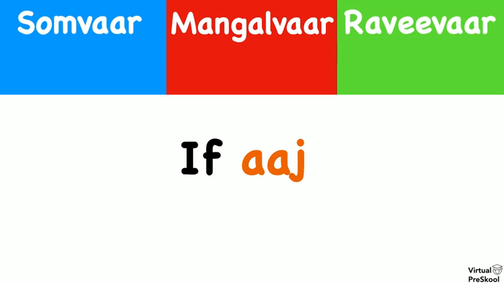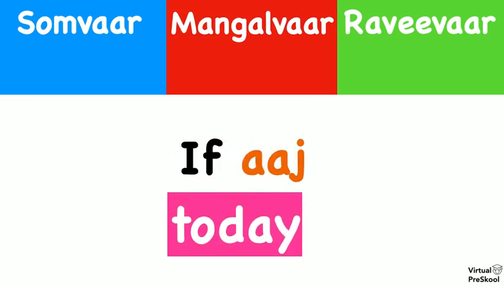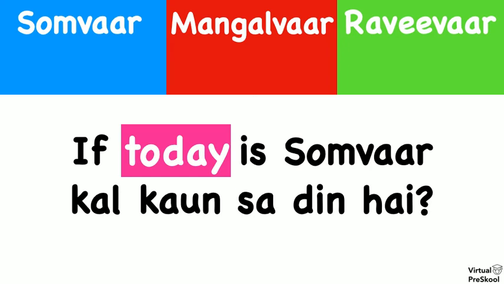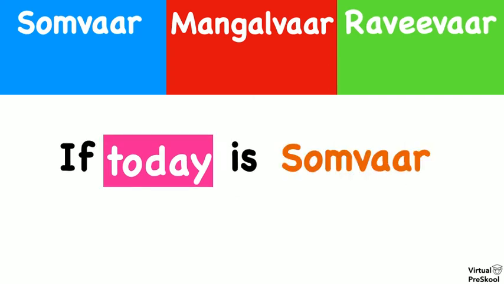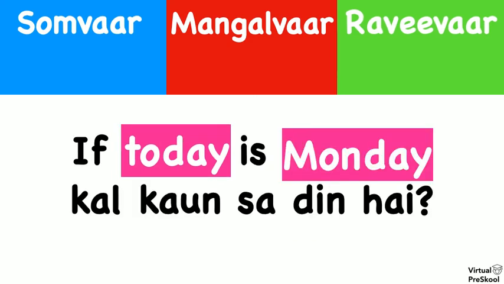First, if aaj. Okay, what does aaj mean? We learned this earlier today. Aaj means today. Okay, so now our question is, if today is Somvar, kal kaun sa din hai? Now let's figure out the next part. If today is Somvar, what does Somvar mean? Somvar is Monday. Okay, so now we have, if today is Monday, kal kaun sa din hai?